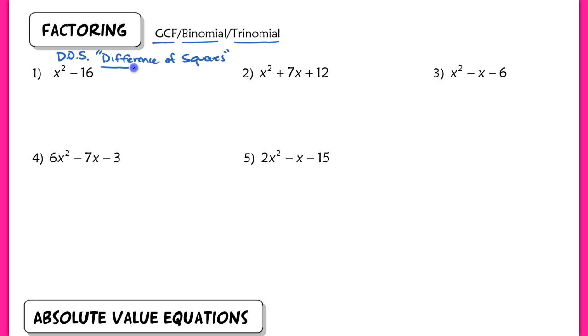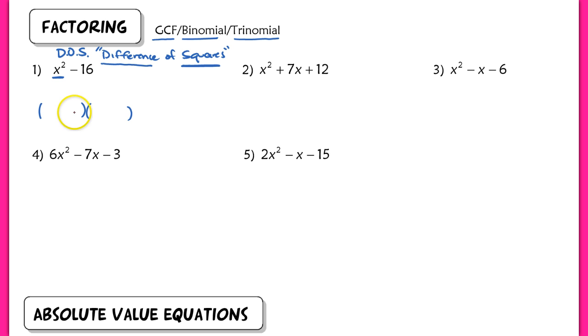So difference means you're subtracting. See how we have that subtraction sign here. Now we're subtracting two squares. This is x squared, and this is the quantity 4 squared. So that's why it's given the name difference of squares. Sometimes it's called the difference of two squares. Now whenever we factor an expression that is a difference of squares, we're always going to create two different binomials.